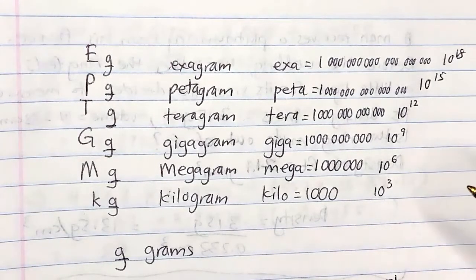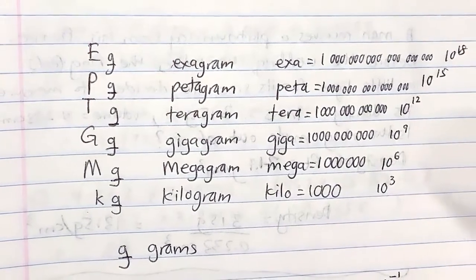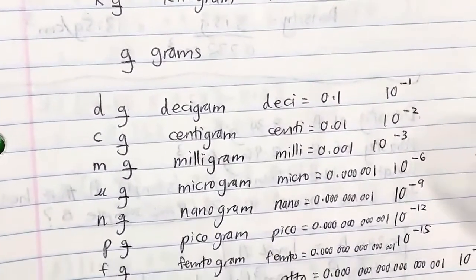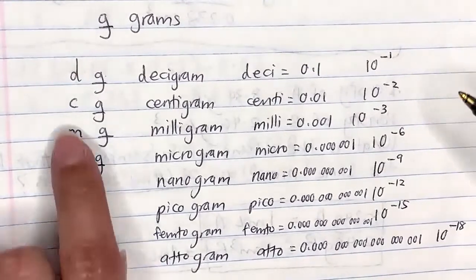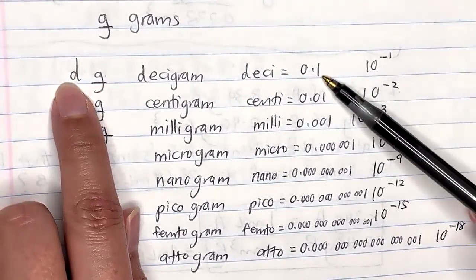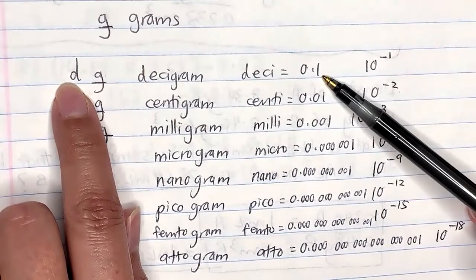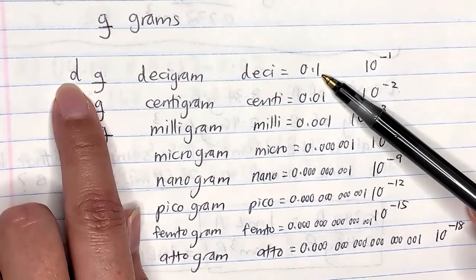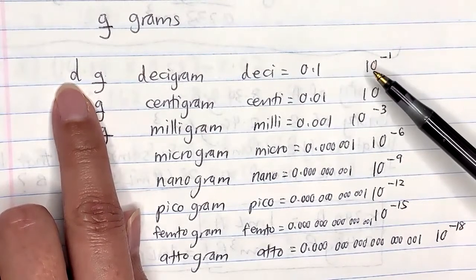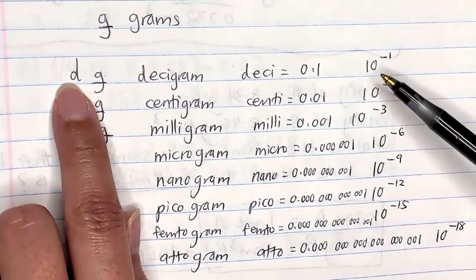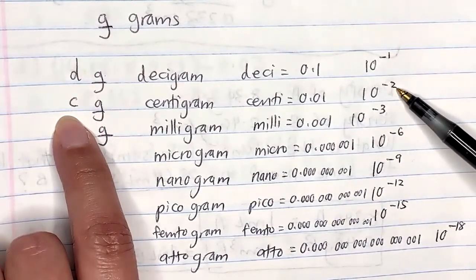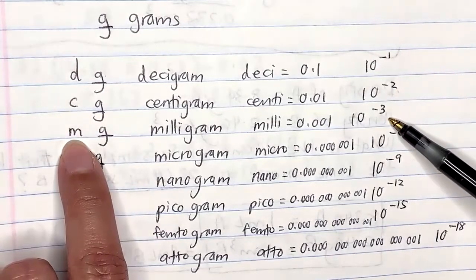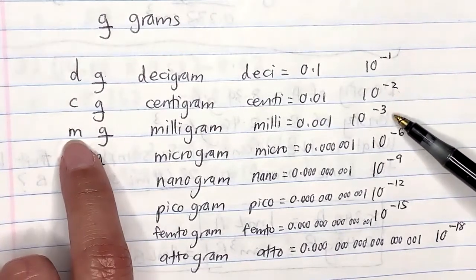Now, what if we want to symbolize it with a smaller unit? Instead of just plain grams, we want to talk about smaller units now, okay? So for smaller units, we have deci, which means 0.1 grams. So decigram means 0.1 grams, okay? Instead of writing decimal places, you can also write 10 to the power -1. And then you have centi is 10 to the -2, milli 10 to the -3. So milli is really, really common, right?